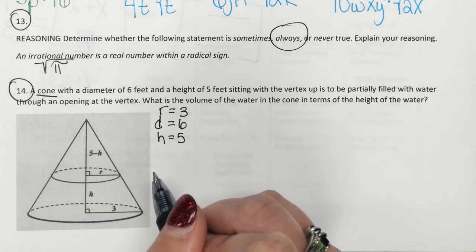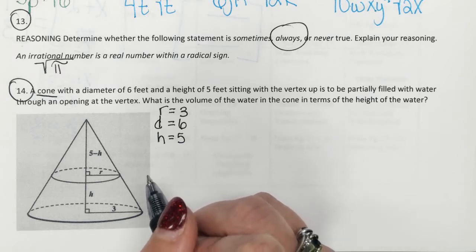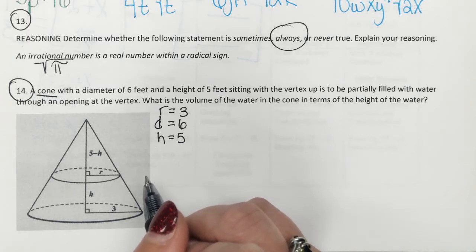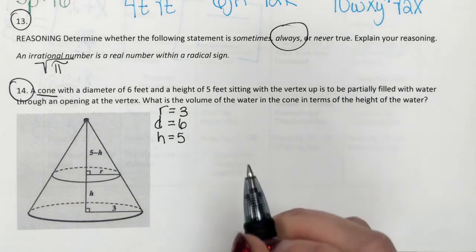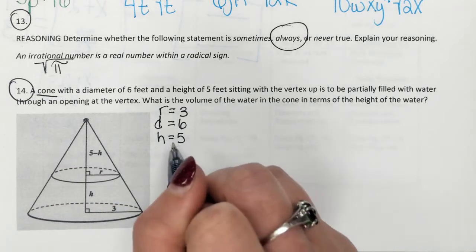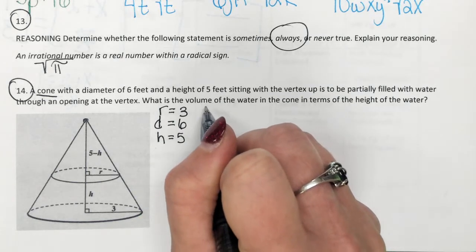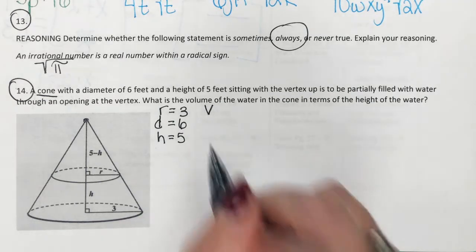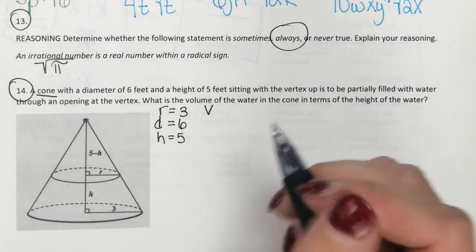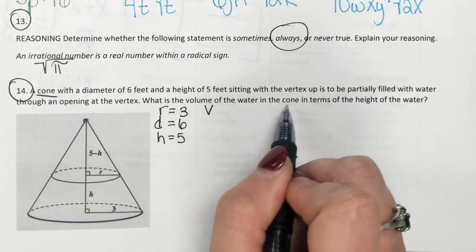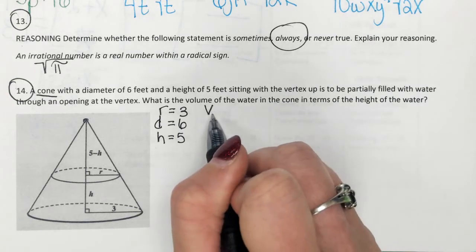All right, then they tell us it needs to be partially filled, right? What else do we know? Keep reading. Yeah, we know it's got a vertex up here, right? Keep reading. What else do we know? We need the volume, right? Volume of what? Of the water. Yeah, but how do I know what formula to use? Because what's it asking me to find? Volume of what? A cone, right?